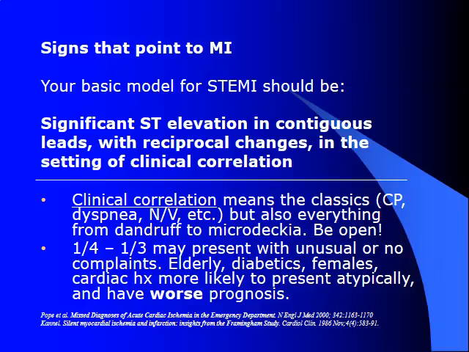What we mean by clinical correlation is going to be the classics of chest pain, dyspnea, nausea, and vomiting, but we need to be considering everything from dandruff to microdechia. We need to be open. 1/4 to 1/3 may present with unusual or no complaints, especially in elderly patients, diabetics, females, and cardiac history. These are more likely to present atypically, and they do have a worse prognosis.